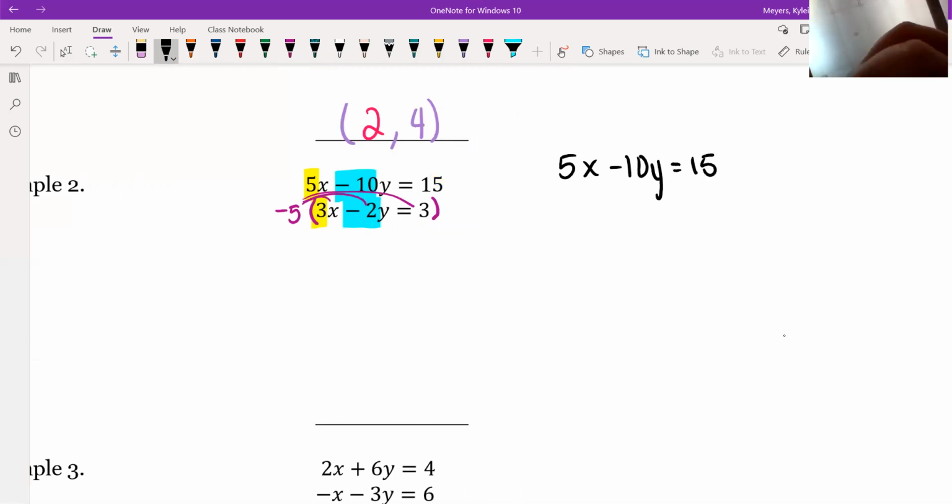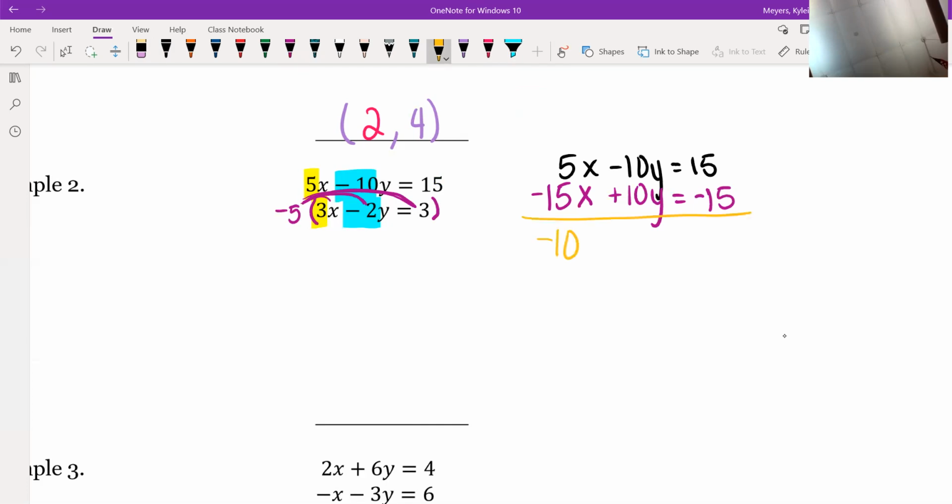Now I'm going to write my second one, right? So we have negative 5 times 3, which is negative 15x. We have negative 5 times negative 2, which gives me plus 10y. Negative 5 times 3 is negative 15. Okay, so now we add up those equations. So we have 5 minus 15, so that's going to give us negative 10.